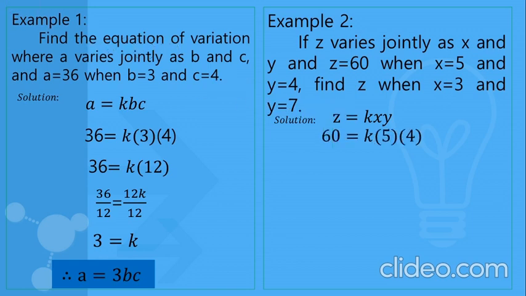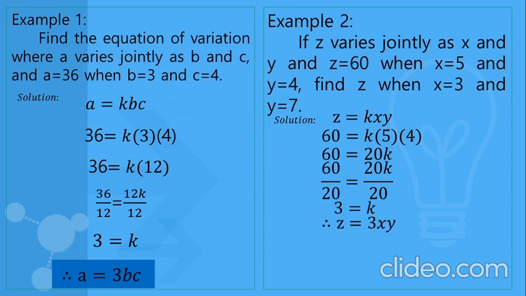Next, substitute the values of z, x, and y in the given equation. Therefore, we have 60 is equal to k times 5 times 4. Therefore, we have 60 is equal to 20k. We divide both sides by 20 to solve for k. Therefore, k is equal to 3. And for the equation of the variation, we have z is equal to 3xy.